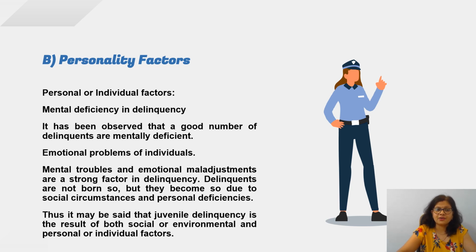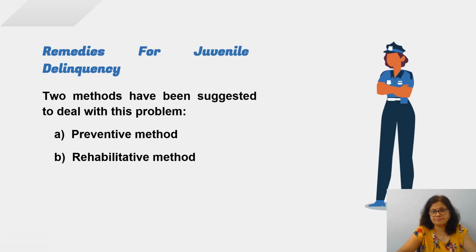Delinquents are not born, but they become so due to social circumstances and personal deficiencies. That means all the social factors and personal deficiencies affect the child to become a juvenile delinquent. So dear students, it may be said that juvenile delinquency is the result of both social and environmental factors, as well as personal and individual factors.